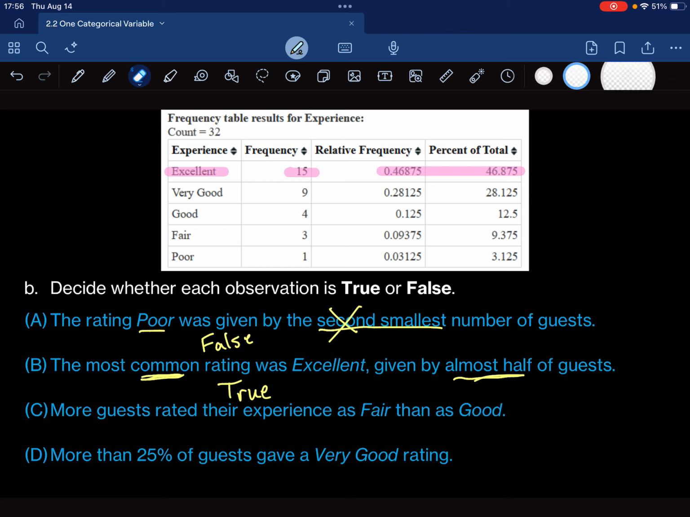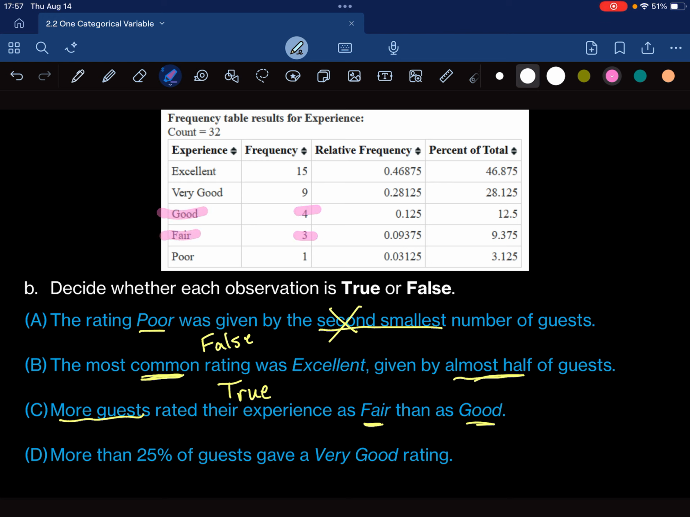For part C, we have more guests rated their experience as fair than good. So I want to focus on the fair and good, and it says more guests said fair. Let's see. If I look at fair, we had 3 people, and if I look at good, we have 4 people. Well, that's not more guests said fair. That's more guests said good. So that is going to be a false statement.